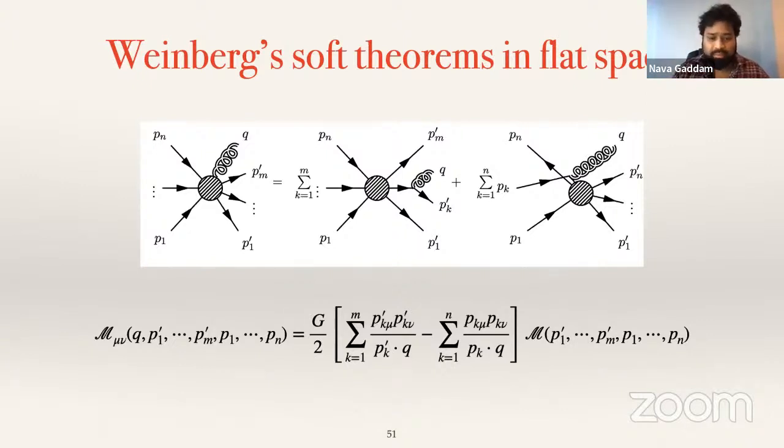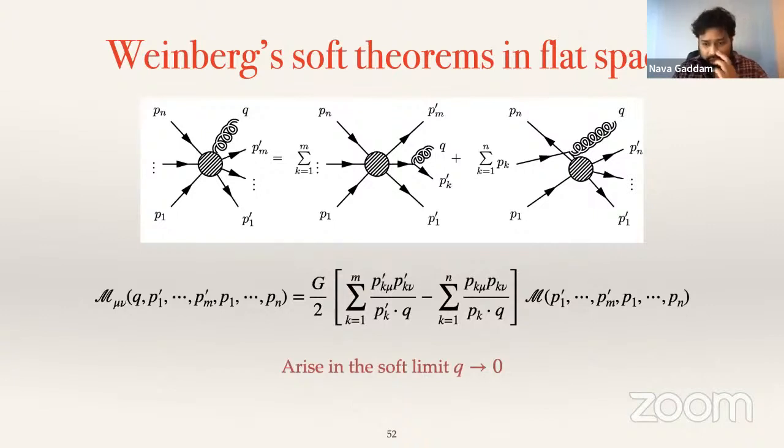That's why the M on the right-hand side has no indices. So he showed that amplitudes with an extra graviton are related to amplitudes without the gravitons, where there's a soft factor that appears in front. And this appears in the soft limit where q goes to 0.